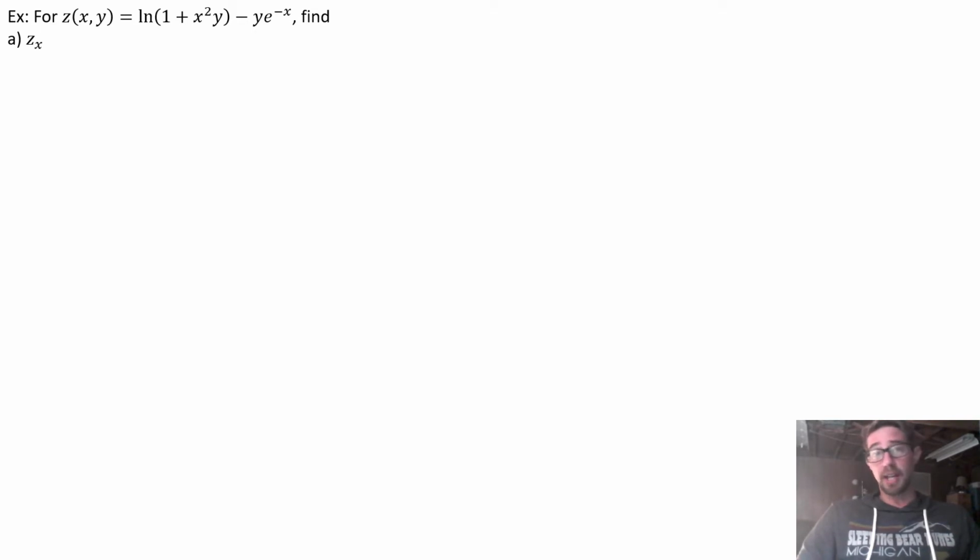So to do z_x, we are treating everything else like a constant. So we have the natural log of some function of x, right? 1 plus x squared y is a function of x. So the first part of it is going to be 1 over, the derivative of natural log, 1 over 1 plus x squared y, times the derivative of that. Now, 1 just goes away. y is being treated as a constant multiplier, so the derivative of x squared y is going to be 2xy. Agree with that? So it's going to be times that, by the chain rule.